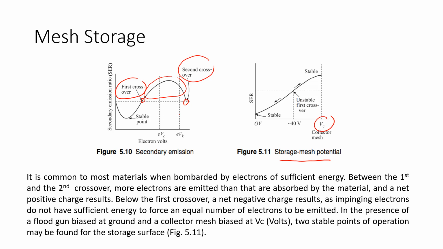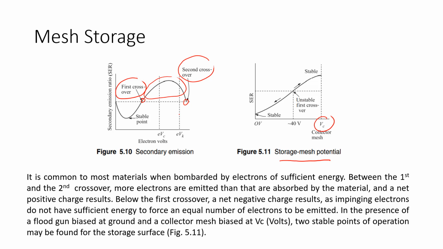So in order to store the waveform, we can assume that the storage surface is uniformly charged to the lower stable point, and then the writing gun is biased well beyond the first crossover with respect to the storage mesh potential.